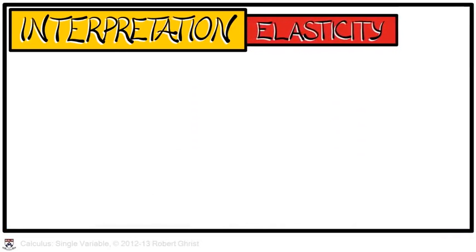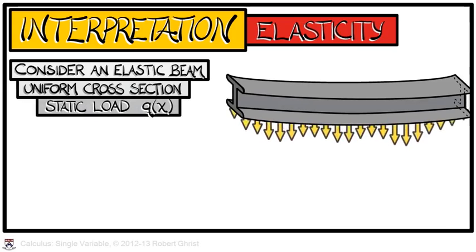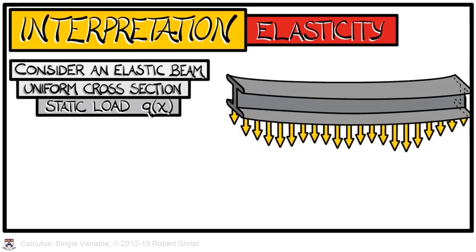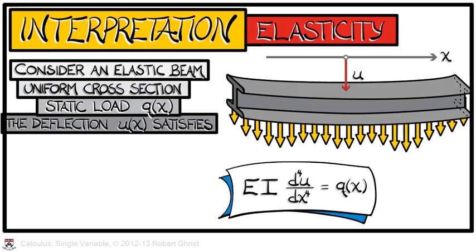Yet another physical interpretation of higher derivatives comes in the subject of elasticity. Consider a deformable beam with a uniform cross-section and some static load, a weight that is applied that may vary with position x along the beam. What one often wants to know is how much does the beam deflect? This deflection, u, as a function of position, x, satisfies the following equation. The fourth derivative of the deflection is proportional to the load.